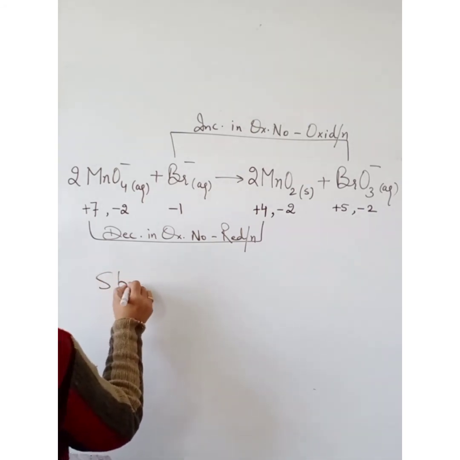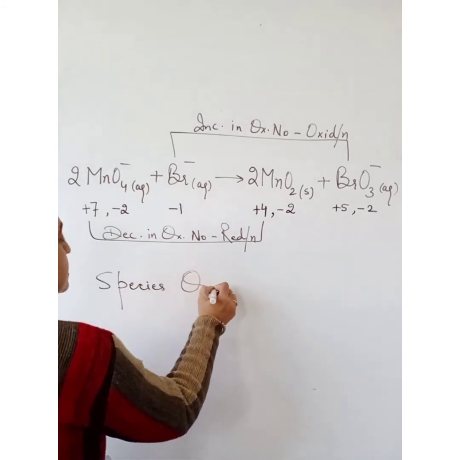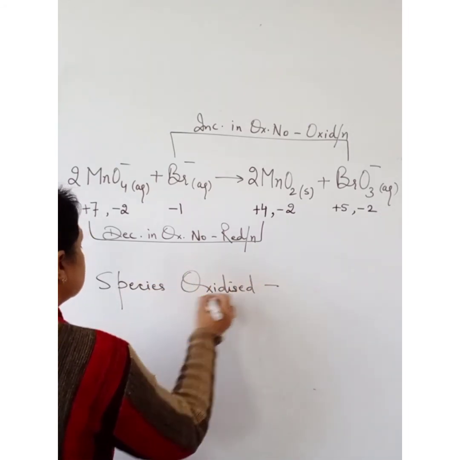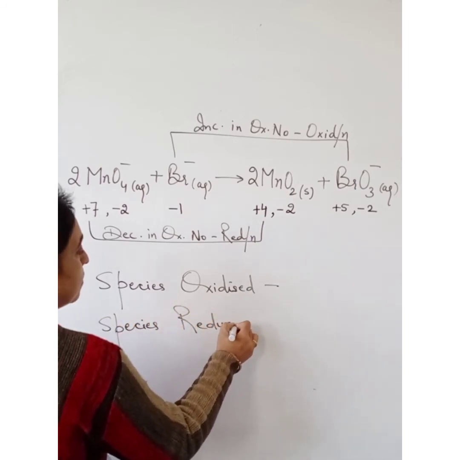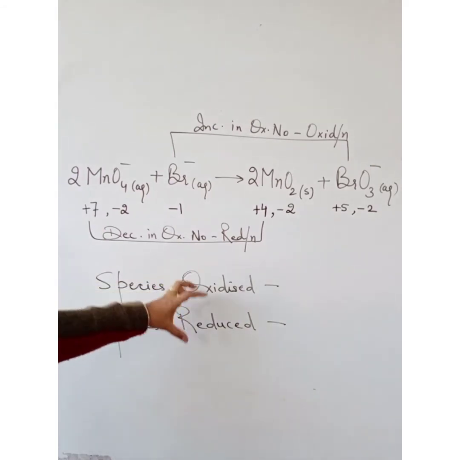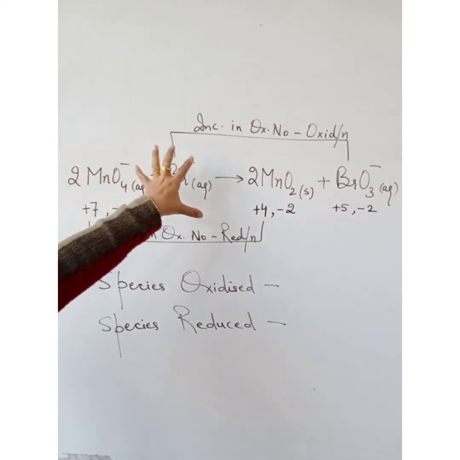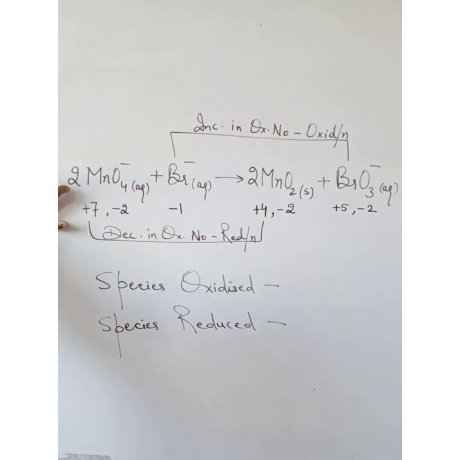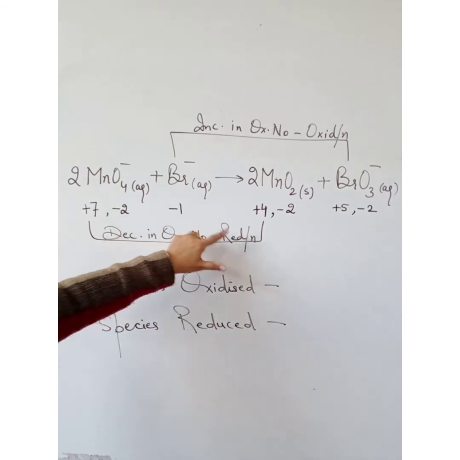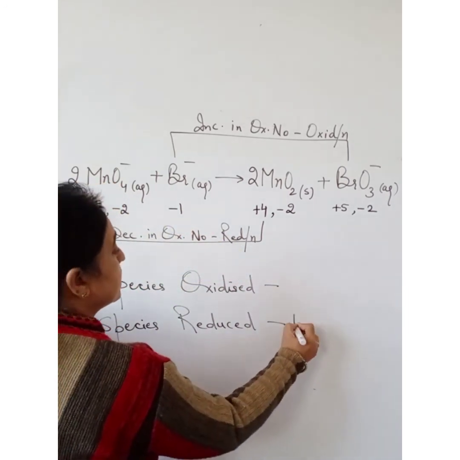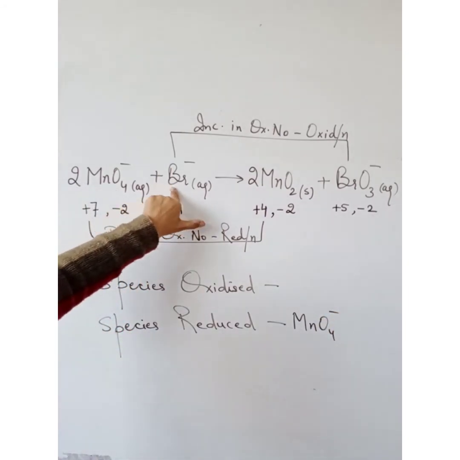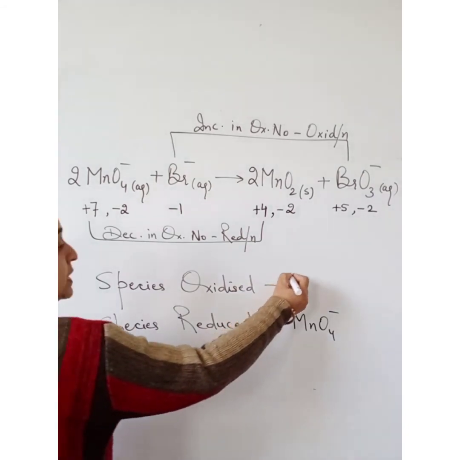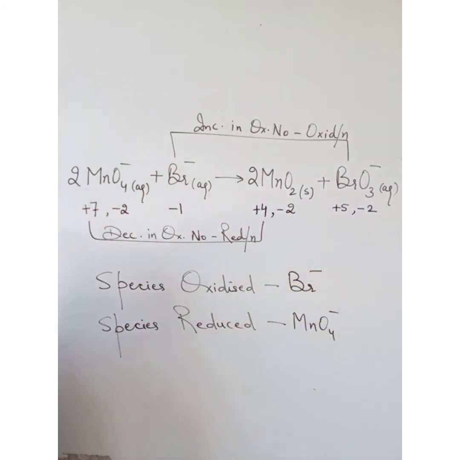Now let us find out the species oxidized and species reduced. Both these species you have to see from the reactant side only, and you have to ignore the stoichiometric coefficient. Now what is happening to this MnO4 minus? It is undergoing reduction. So the species reduced is MnO4 minus. Br minus is undergoing oxidation. So the species oxidized is Br minus.